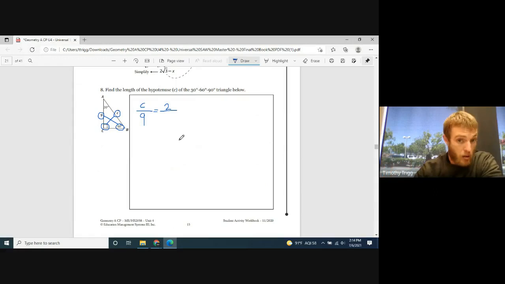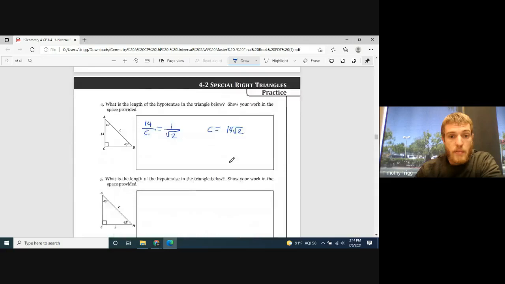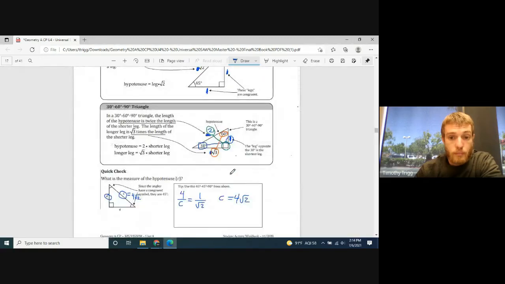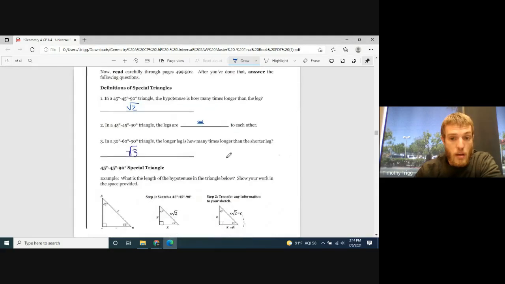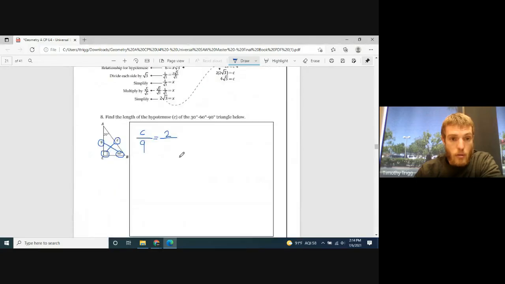They're both opposite from the 90. They're both the hypotenuse. Now the 9 is opposite from the 60. So what's opposite from the 60 on this triangle? The square root of 3. The square root of 3 was opposite from the 60. So there you go. Now that you have this, now you have your proportion. So from here, it's going to be similar to what we did for the 45, 45, 90: we're going to cross multiply. So C times the square root of 3, and then 9 times the 2.